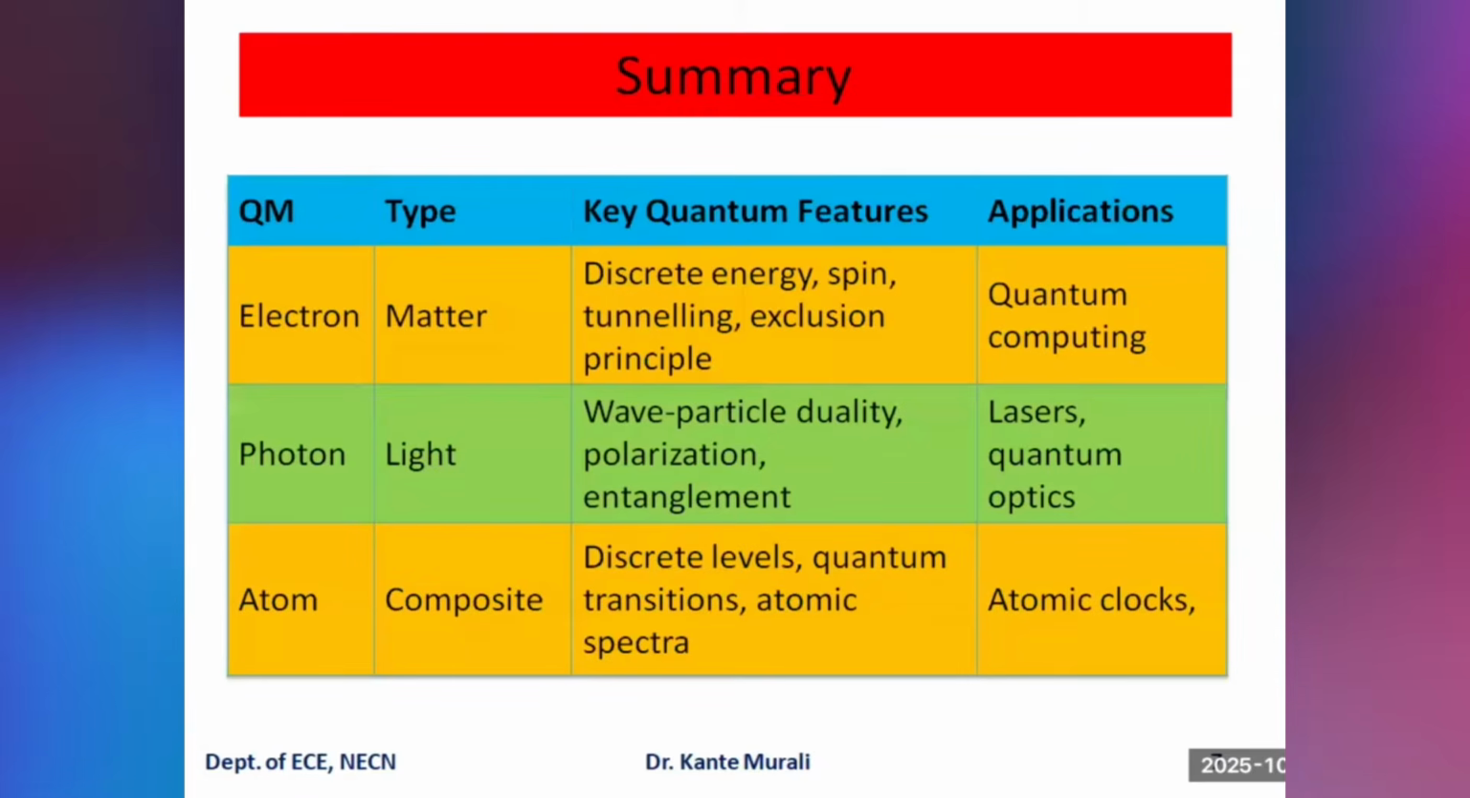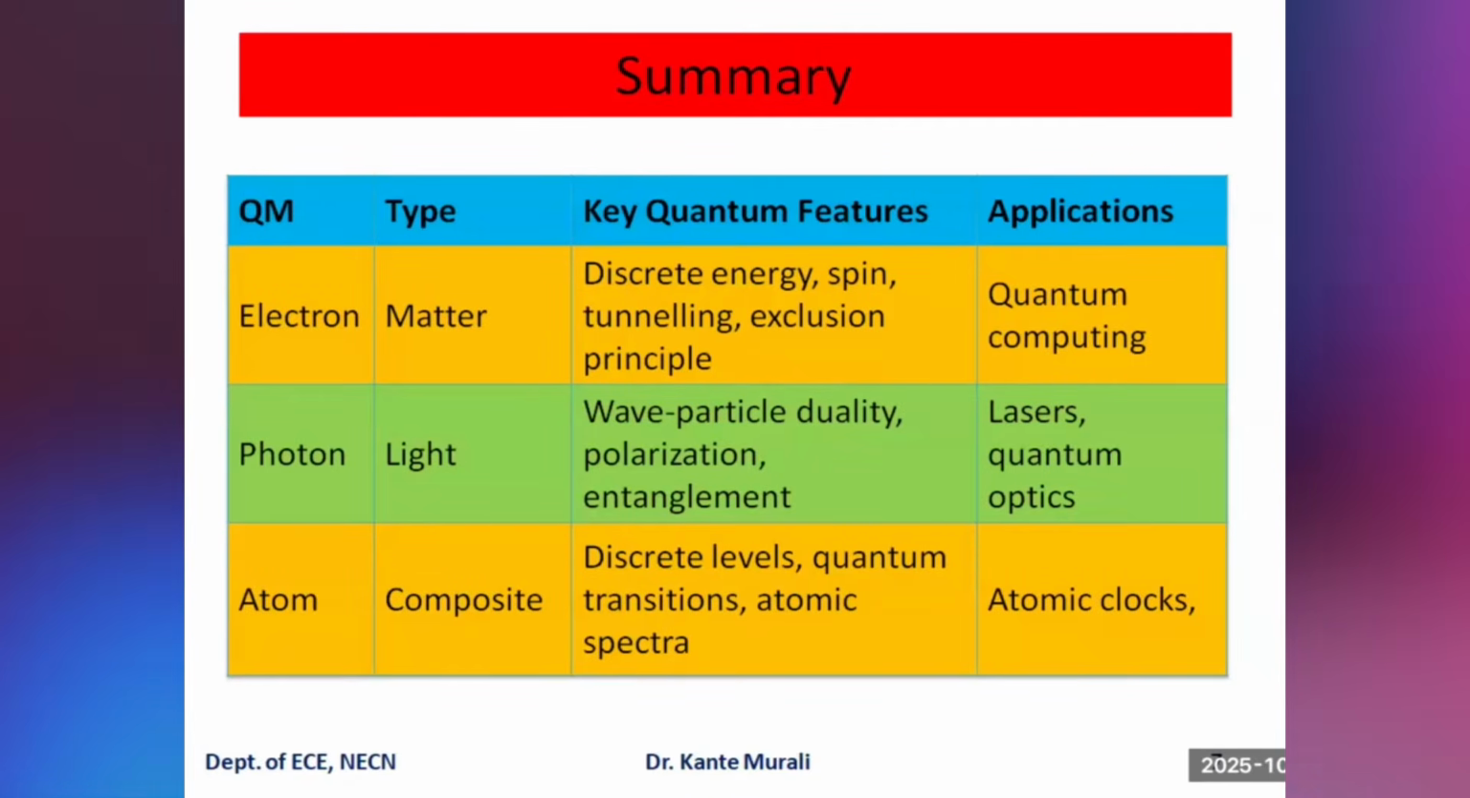Let me summarize all the particles, electron, photon, and atom, in terms of type, key quantum features, and applications. As far as the electron is concerned, it is a matter particle. Quantum features: discrete energy, spin, tunneling, exclusion principle. From the application point of view, it is quantum computing.